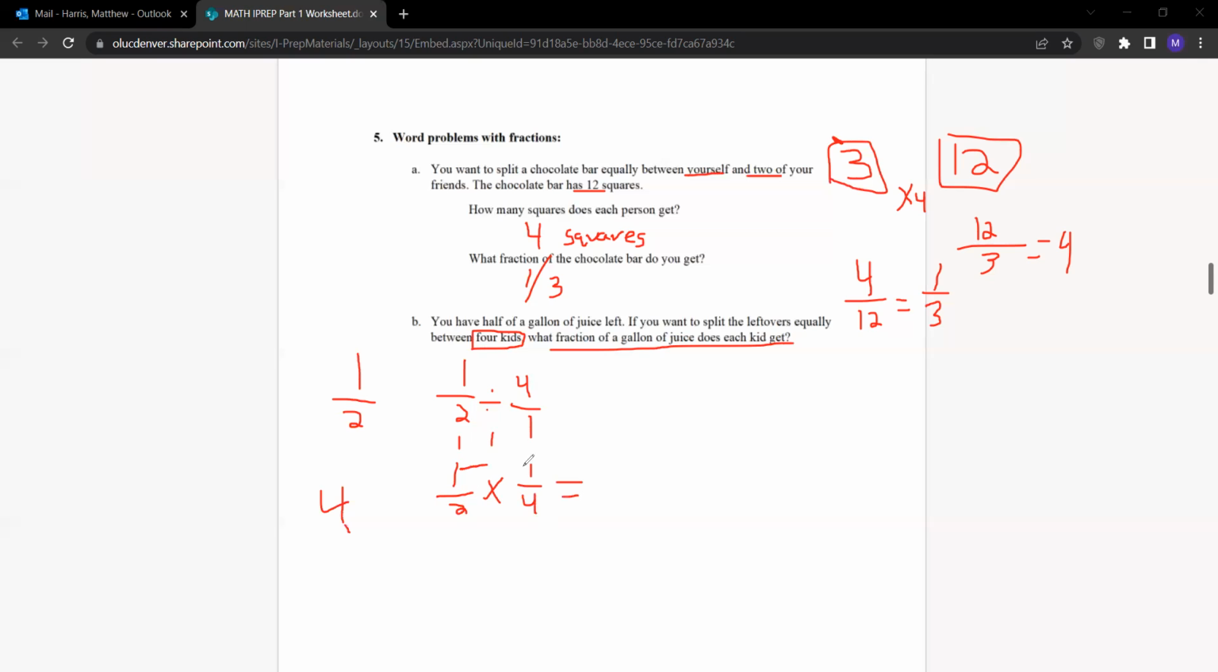And then with multiplication, you just multiply across, right? So 1 times 1 is 1, 2 times 4 is 8. So each kid will get 1/8 of a gallon of juice.